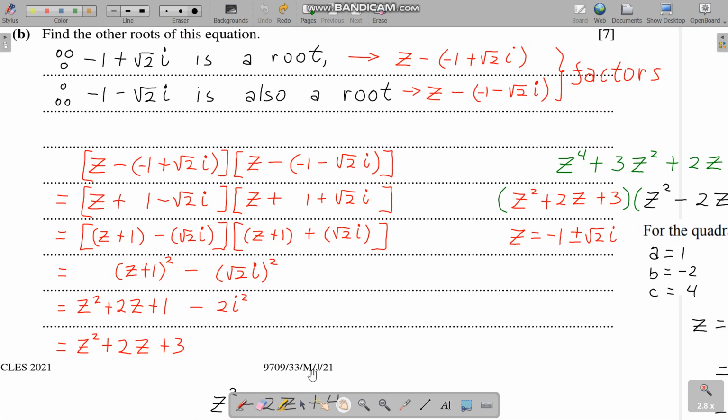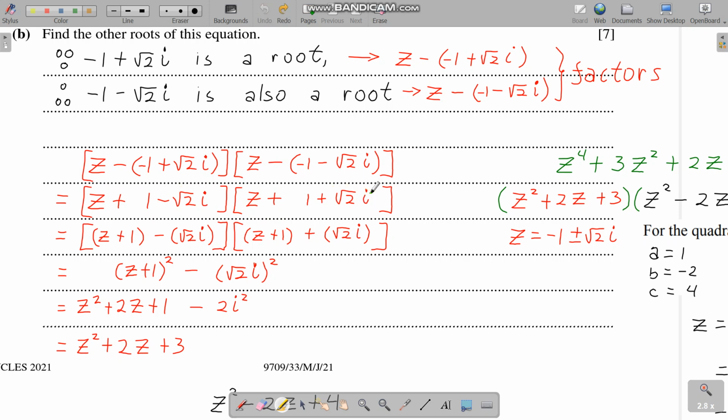So we multiply the two linear complex factors to get a quadratic real factor. So when we multiply z minus this, just open up the brackets, minus minus we get plus, minus plus we get minus, open up the brackets, plus plus, and this is actually z plus 1 minus root 2i times z plus 1 plus root 2i.